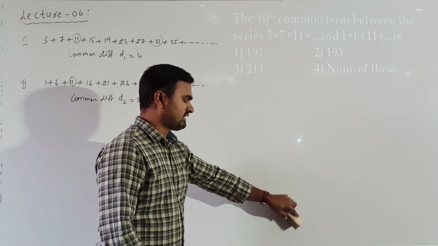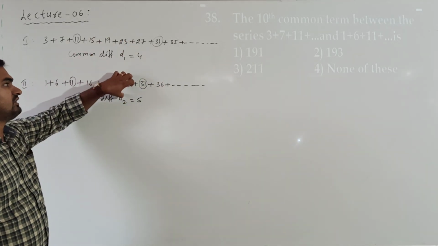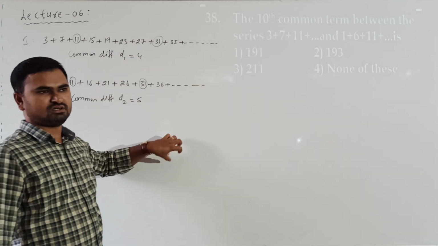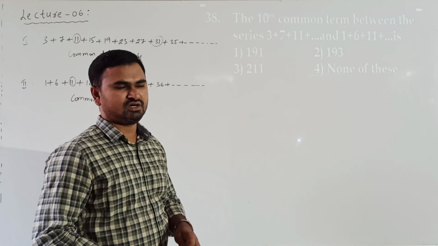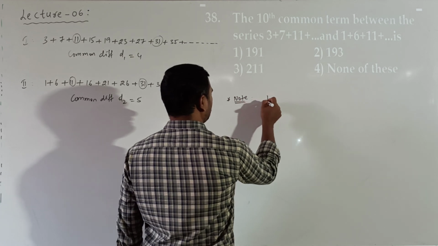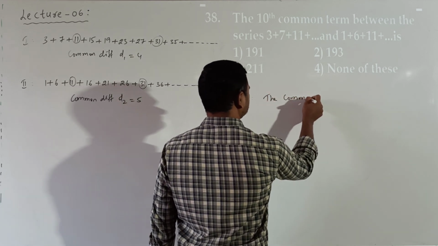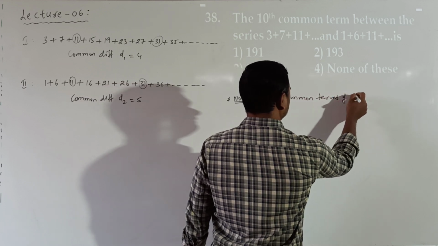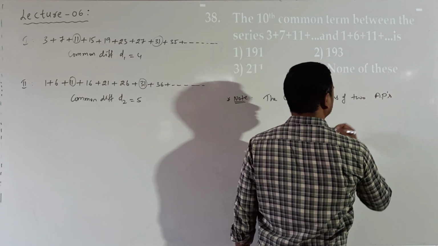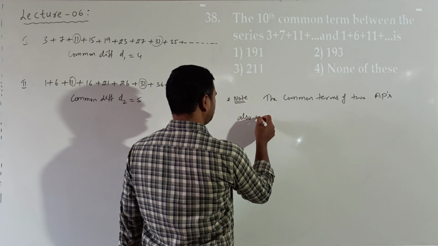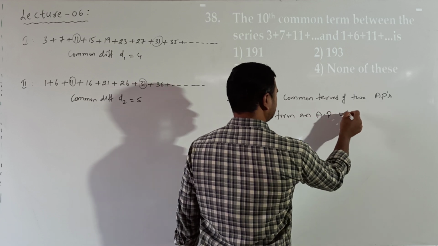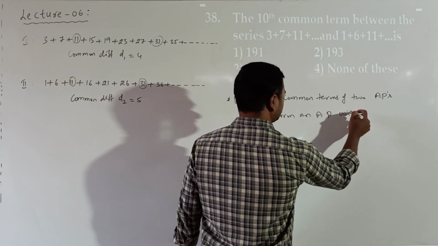So when we are given two arithmetic progressions and we are taking the common terms in these two arithmetic progressions, the common terms of two arithmetic progressions also will form another arithmetic progression. So this we have to remember. Note: the common terms of two arithmetic progressions also will form an arithmetic progression with a common difference.